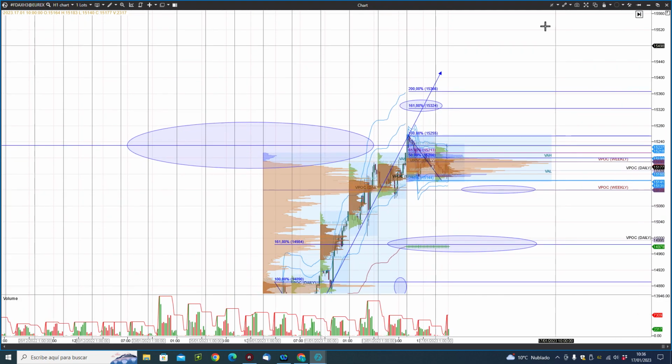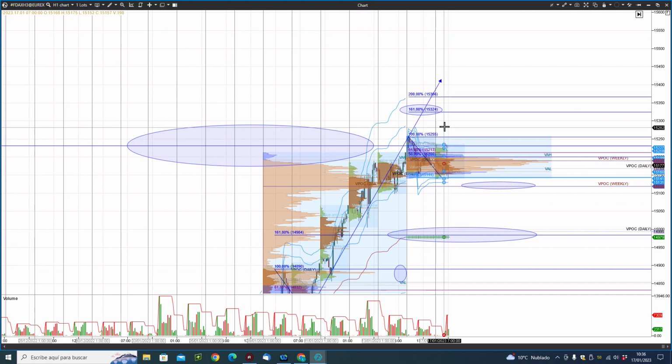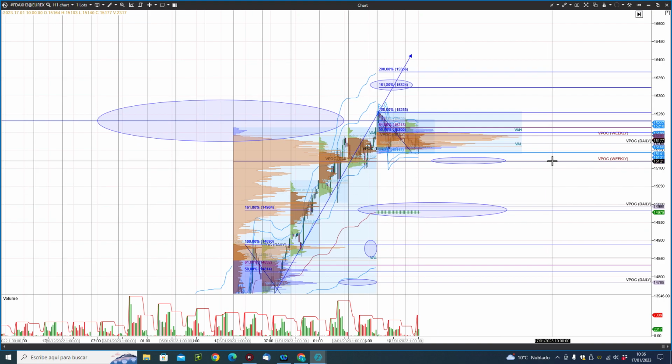So what are the main targets? First place, upper targets, for me the only one is here at 15,324, and the lower targets are this naked weekly VPOC at 15,121, and the secondary target would be this daily naked VPOC that is exactly on the weekly VWAP line of last week. It's at about 14,978.